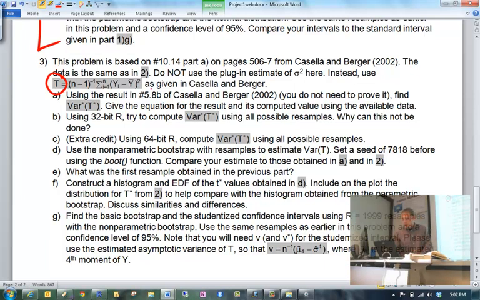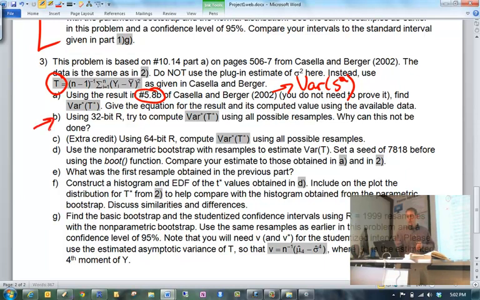And to make this easier, it relies on number 5.8b of Casella and Berger. They give, and you can just use the result, you don't have to prove it, what var S squared would be. Using the results and some relatively minor modifications, you can get what we would call var star T star. Give me the actual formula for it, and then give me the numerical result using the data that corresponds to 10.14 Part A.